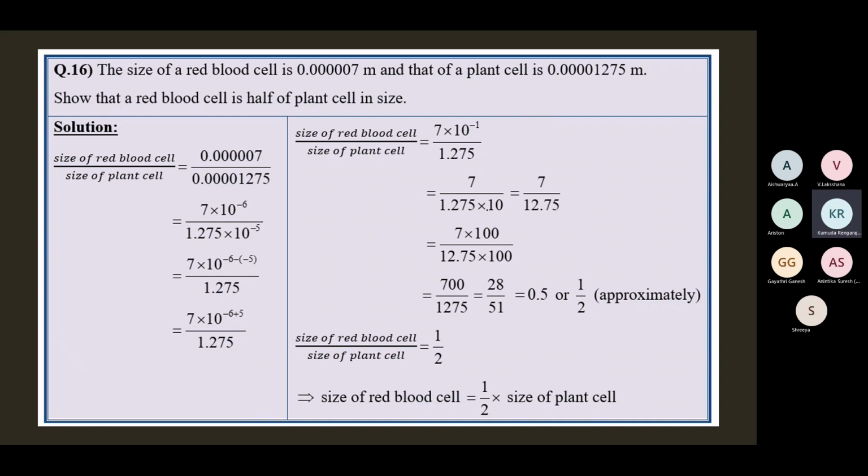Okay, so 10 power minus 1. If you take it down to the denominator, it will become 10 to the power plus 1, which is 10. Now 1.275 into 10 is 12.75.